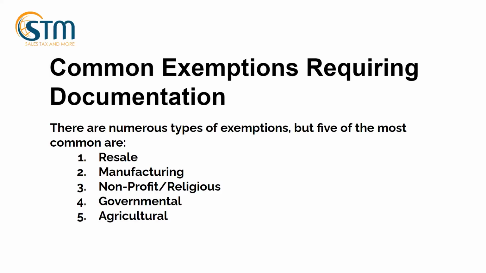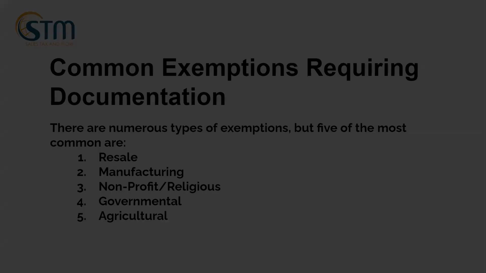Now, here's some common exemptions. There's a ton of exemptions out there, but these are some of the ones that are most common and you'll see most often. You have resale exemptions, manufacturing exemptions, nonprofit or religious exemptions. You have governmental exemptions and then agricultural exemptions. Now, there are a lot more, but these are the big five.